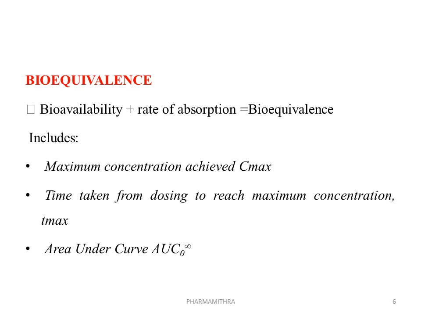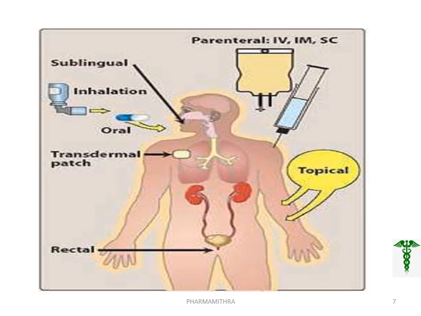Whereas if statistically significant differences are observed in the bioavailability of two or more drug products, that is bioinequivalence. It includes the maximum concentration achieved, Cmax, the time taken from dosing to reach maximum concentration, Tmax, as well as the area under the curve, AUC 0 to infinity.